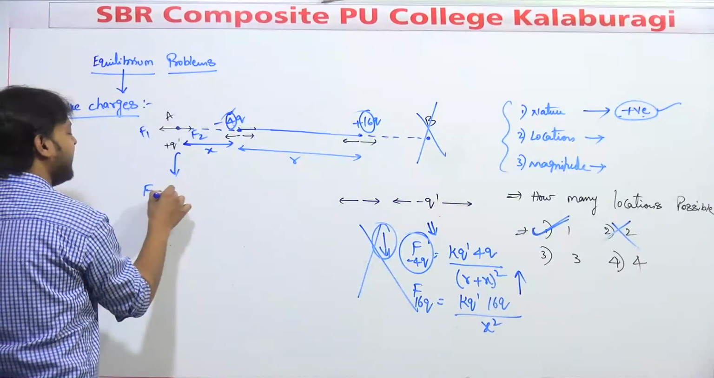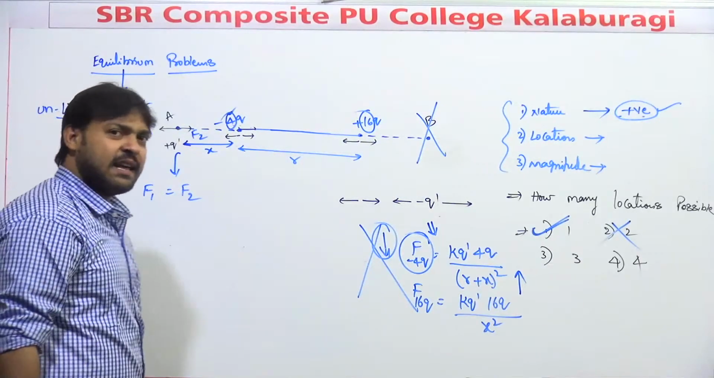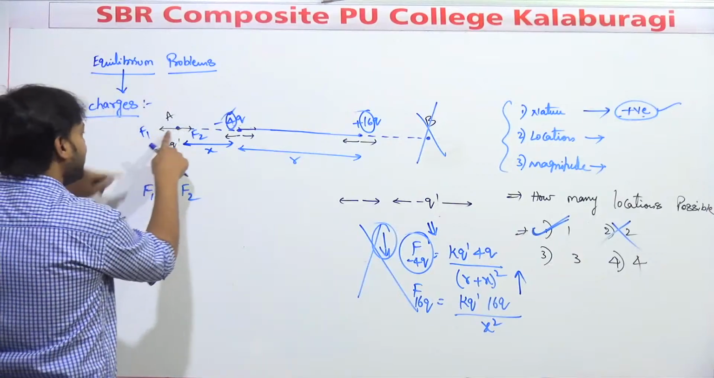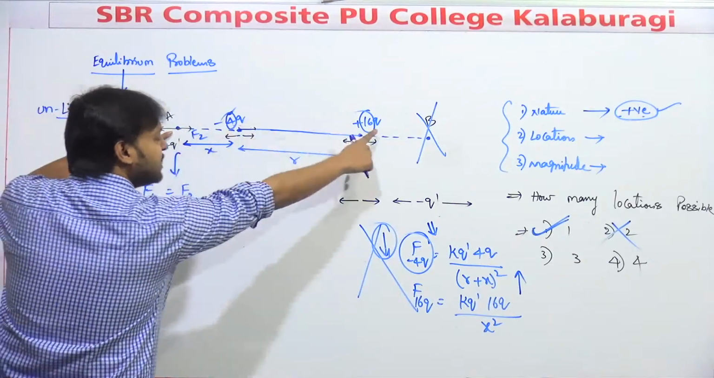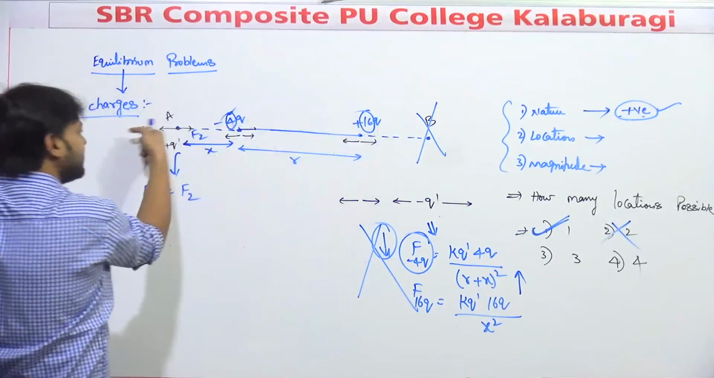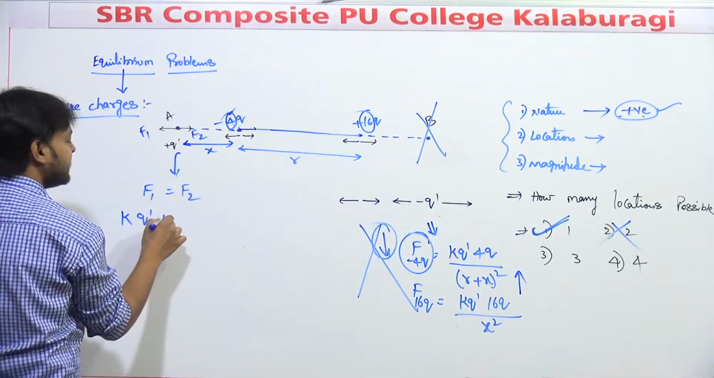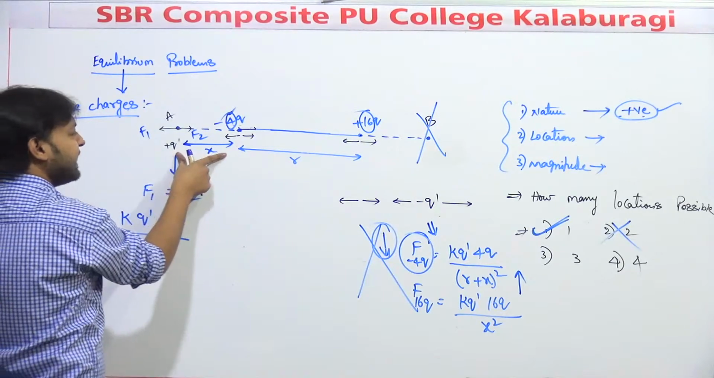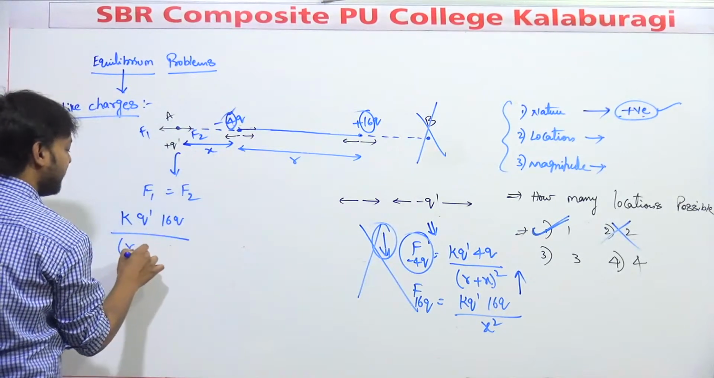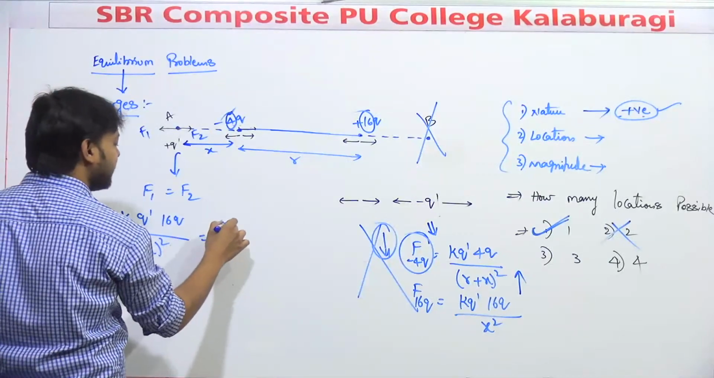Can I equate F1 and F2? F1 is due to positive, and this is also positive. Due to these two, we got a repulsive force. So it is K Q dash 16Q divided by X and R, so it will be R plus X whole square, which is equal to K.